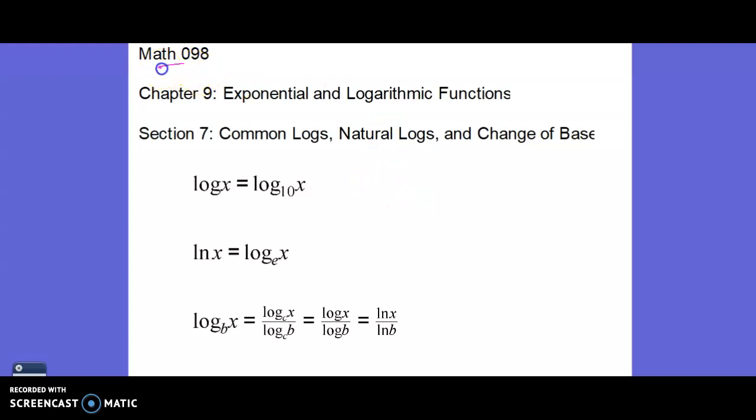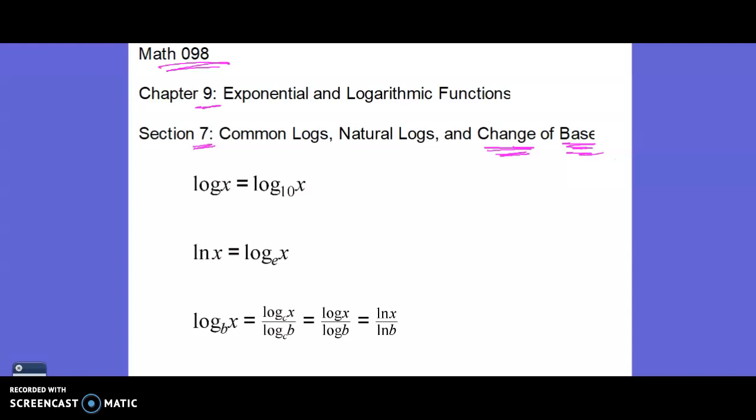Hey, Math 098, we're jumping right back into Chapter 9, Section 7 with now the common log, natural logs, and the change of base formula. And again, these are good to know when we get to calculus. If you plan on taking future math classes, this change of base formula is very, very useful.